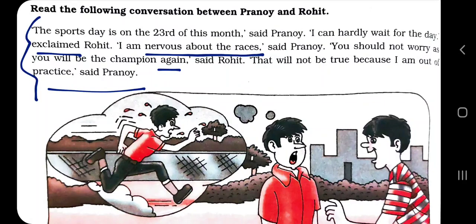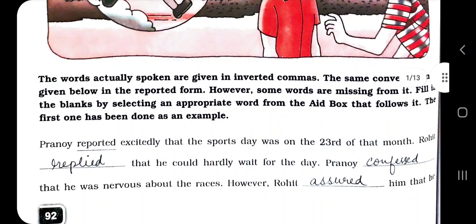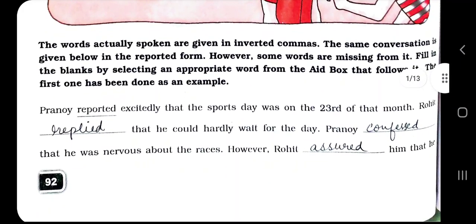Now see this conversation, they are speaking directly to each other. There is no in between, there is no medium. They are directly speaking to each other. Now see here, the words actually spoken are given in inverted commas. See here, the inverted commas. The same conversation is given below in the reported form. Now it is in reported form. Someone else is repeating the words for someone else. However, some words are missing from it. Fill in the blanks by selecting an appropriate word from the aid box that follows it.